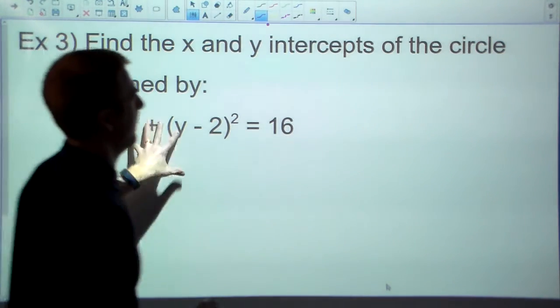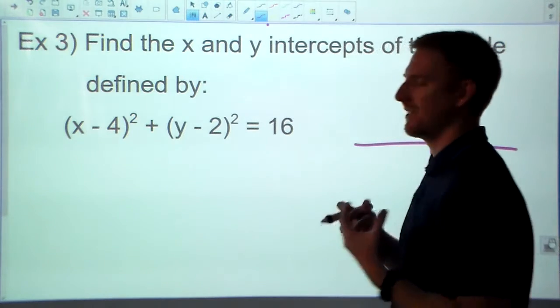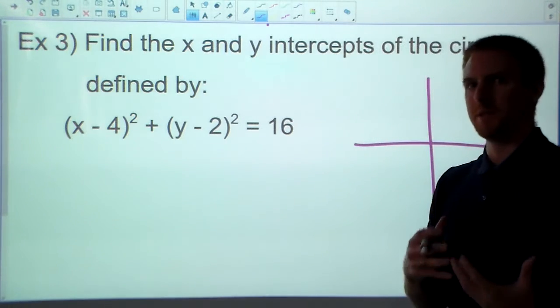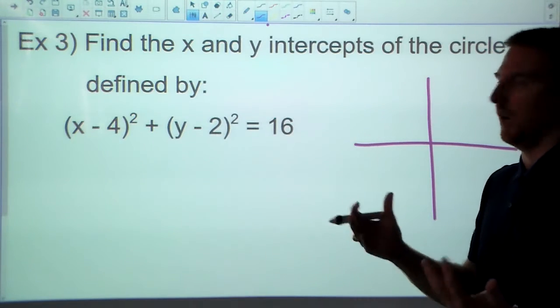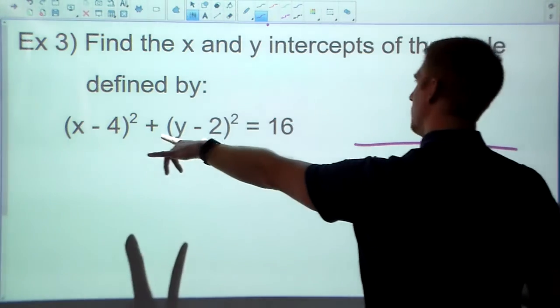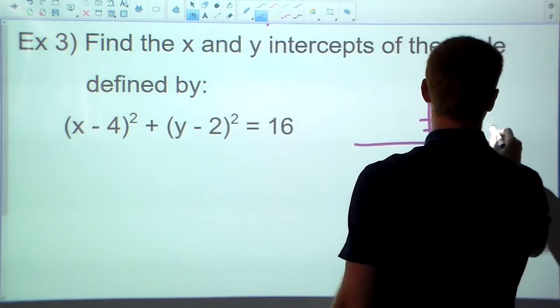What I recommend here is just do a little simple sketch. It doesn't have to be perfect. Let's just get a sense of what this thing's going to have. How many x-intercepts, how many y's? It could have 2 of each. It could have none. So we'll have 4 for the x. We'll have 2 for the y.